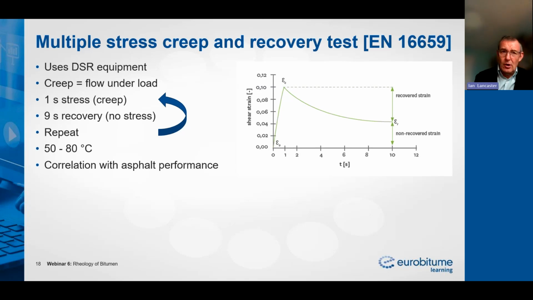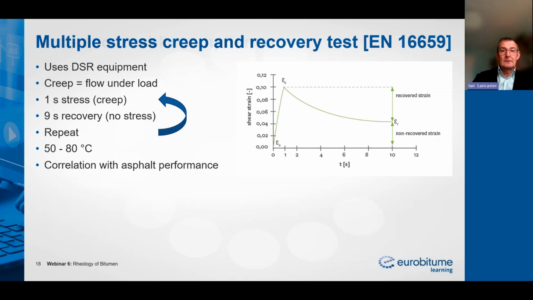And the multiple stress creep recovery test, or MSCRT, as it's commonly referred to, gives us an indication of rutting or permanent deformation behavior. What we do is we subject the binder to a load for 1 second. We then take the load off for 9 seconds, and then we repeat that. And we could do that over a number of different temperatures. And what tends to happen is we apply our load, the material flows, we take the load off, the material recovers, but it doesn't recover completely. So we have a non-recoverable part of the strain and a recoverable part of the strain.